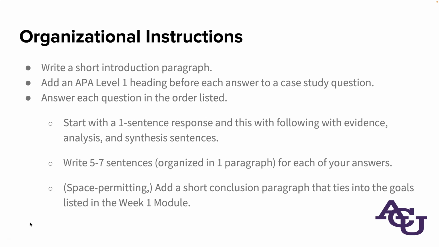Now, once you've done that, the 1-sentence response is essentially your topic sentence laying out, here's my claim, here's my brief response to the question. And then you want to unpack it. Give supporting evidence, argumentation, analyze it, synthesize it, tell us, what does this mean put together? And all of that together, you should have a paragraph that's going to be somewhere around 5 to 7 sentences in length for each of your answers. And then, space permitting, after you've answered all 4 prompts, give us a short conclusion at the end that ties into the goals, that says, okay, beyond answering these questions, here's how it matters versus what we are doing in this class.